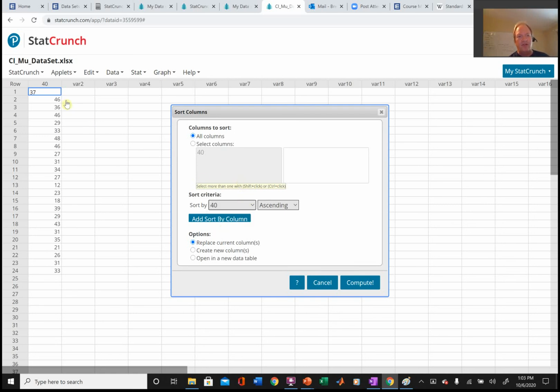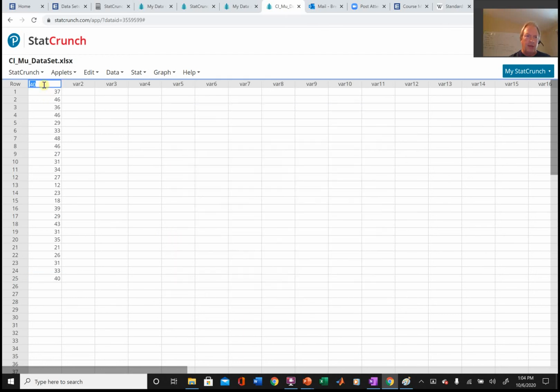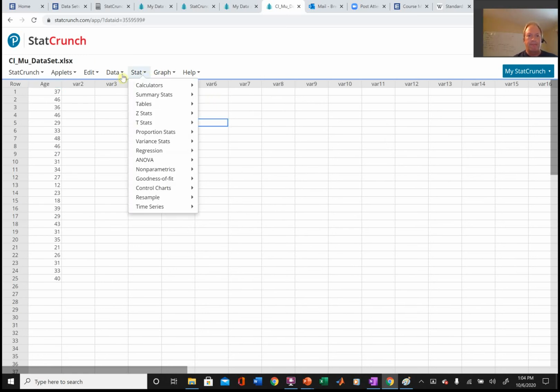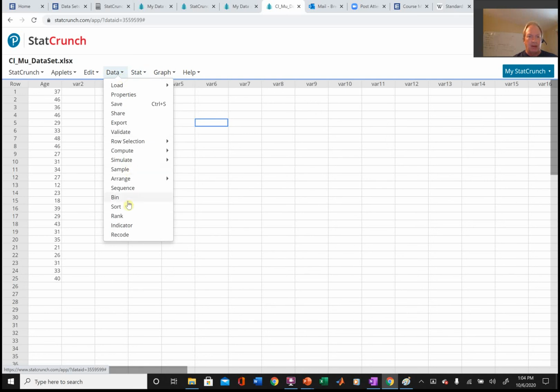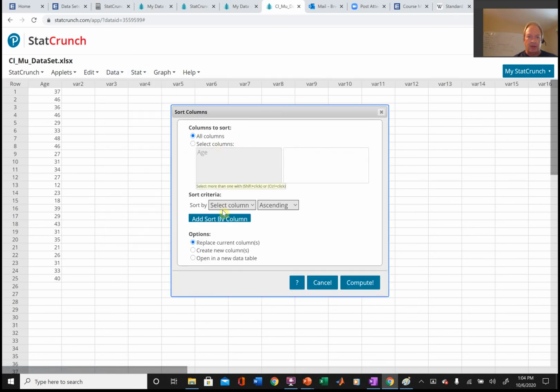Notice that StatCrunch does something weird. It always puts the first value up here. And I'm going to have to start creating data sets where that's not actually happening. So do me a favor. Put 40 down here and put age up here. When StatCrunch imports a data set, it assumes you have headers. And I need to do that in the future, but it's not a big deal. It's just changing one value.